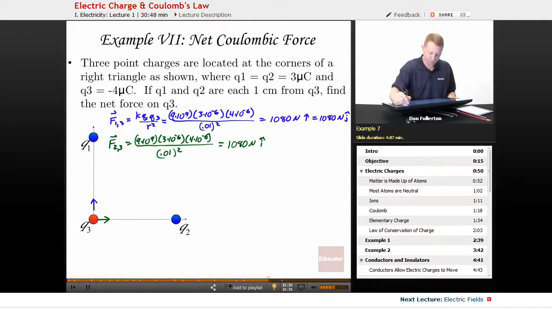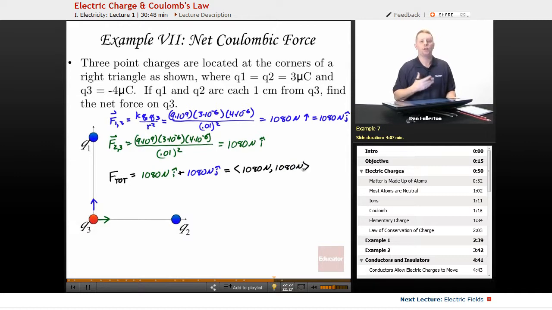So if we want the total force, we'll use the law of superposition and just add these together. We'll have this component, 1,080 newtons to the right in the i-hat direction, plus we have our 1,080 newtons in the j-hat direction. Or if you wanted to write this in component form, that's just 1,080 newtons in the x, 1,080 newtons in the y.